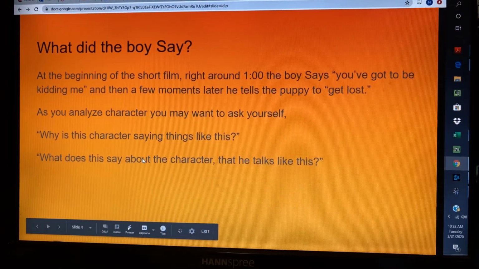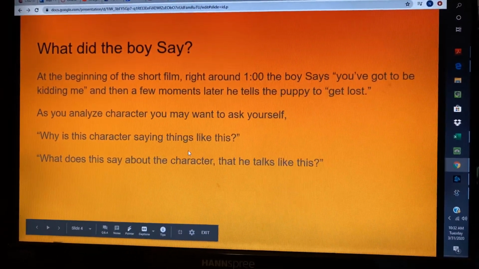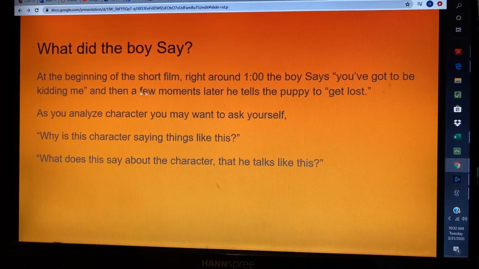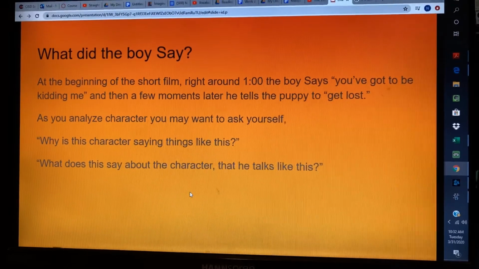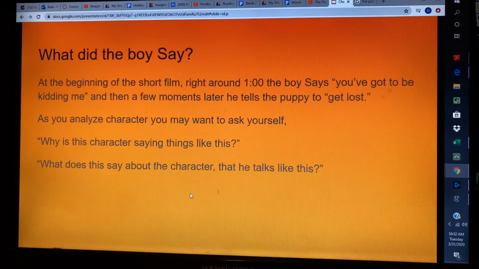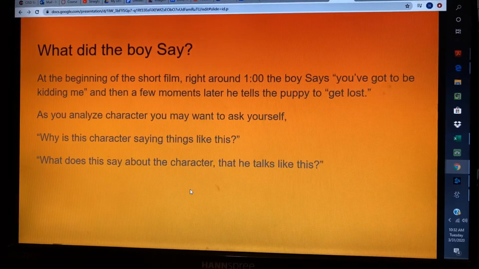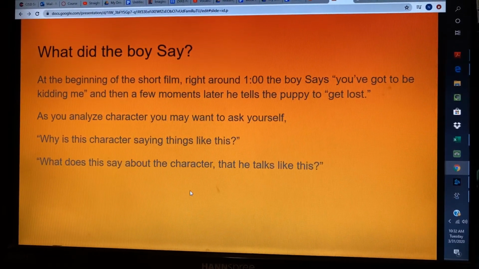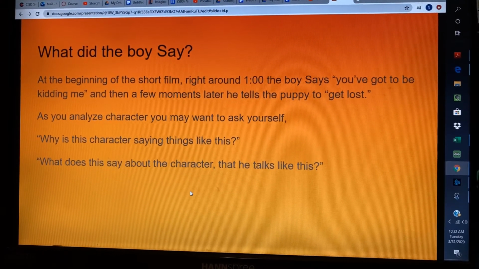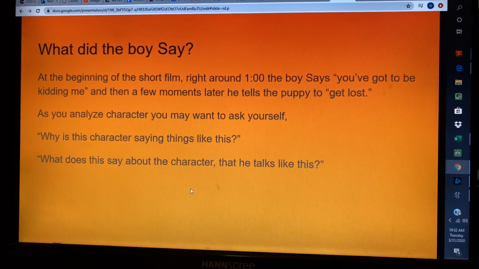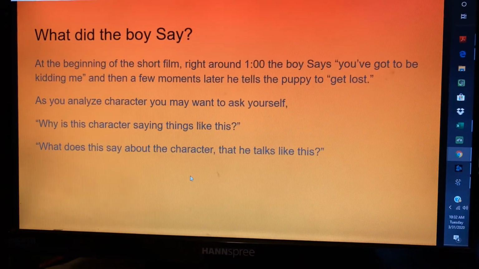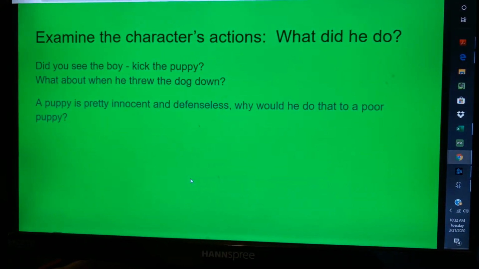Okay. Now that you've started playing again, what did the boy say? At the beginning of the short film, right around the 1 minute mark, the boy says, "You've got to be kidding me." And then a few moments later, he tells the puppy to get lost. As you analyze character, you might want to ask yourself, why is this character saying things like this? What does this say about the character that he talks like this? Especially to a little innocent puppy.